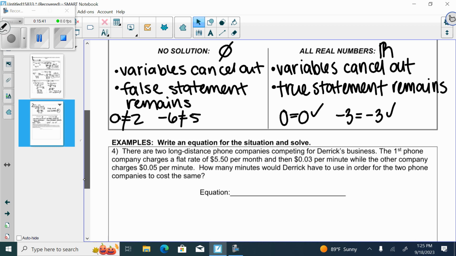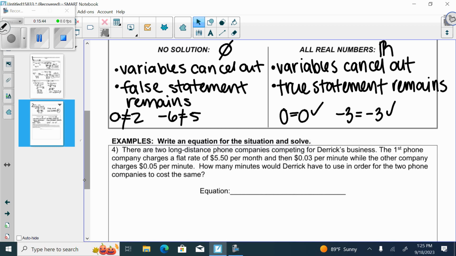This one says, write an equation for this situation and solve. There are two long-distance phone companies competing for Derek's business. The first phone company charges a flat rate of $5.50 per month, and then 3 cents per minute, while the other company charges 5 cents per minute. Okay, we're trying to compare when these will cost the same. At what point in the month will that happen?